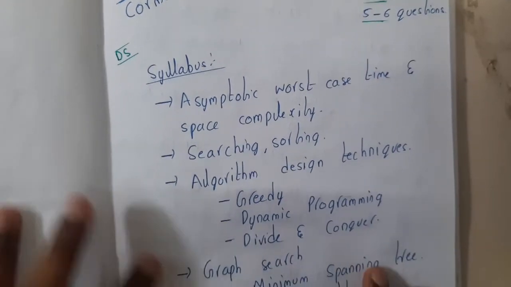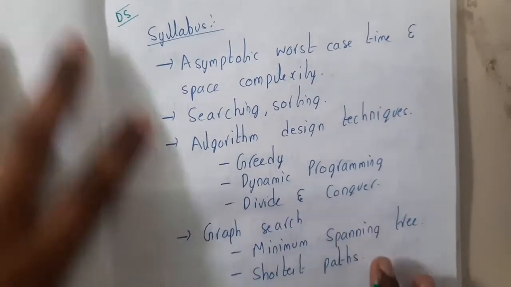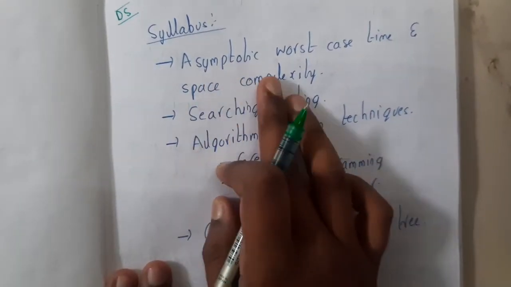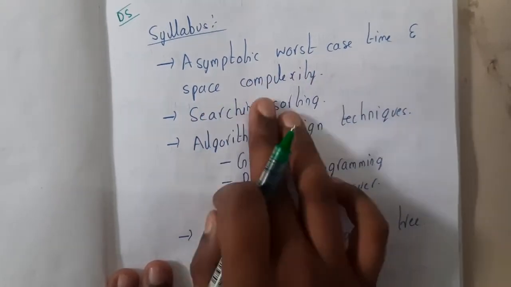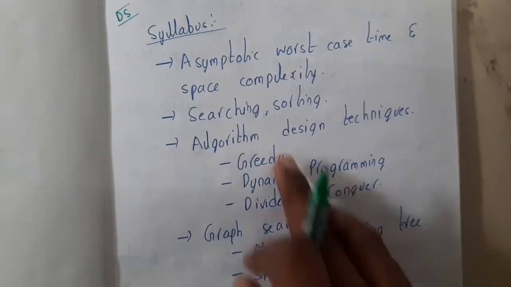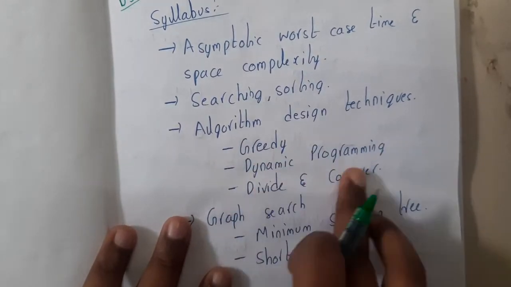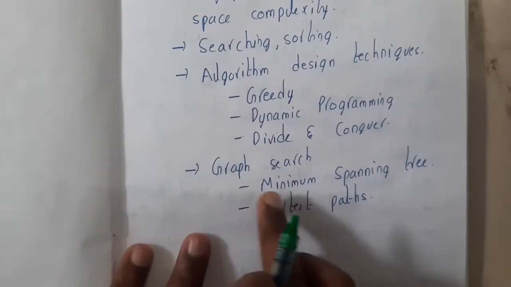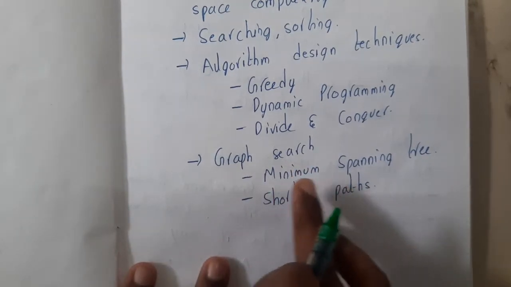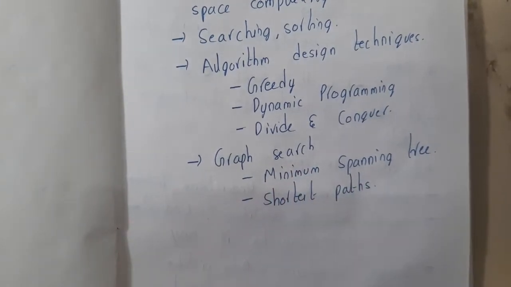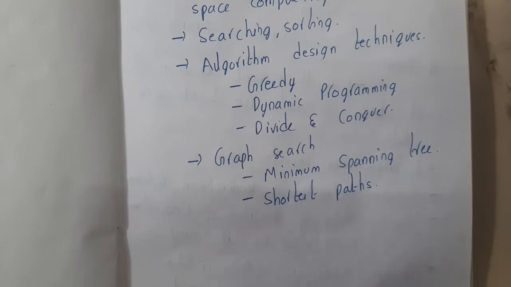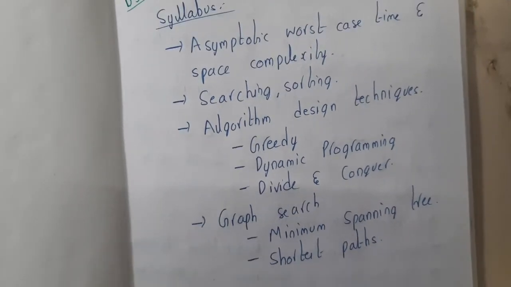So the algorithms syllabus is this much, guys. The first topic is asymptotic notations, worst case and space complexity. After that we'll be moving on to searching and sorting, then algorithm design like greedy, dynamic programming and divide and conquer. After that we have graphs. In graphs we have minimal spanning trees and shortest path methods like Floyd Warshall and all those algorithms. So we'll be discussing the algorithms, guys.